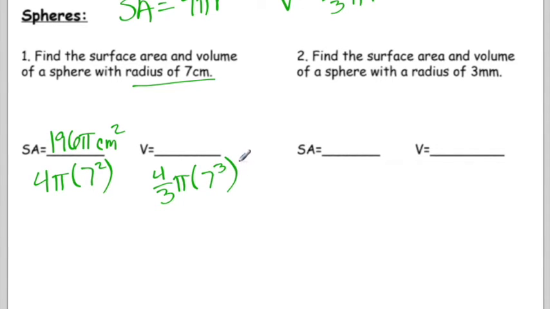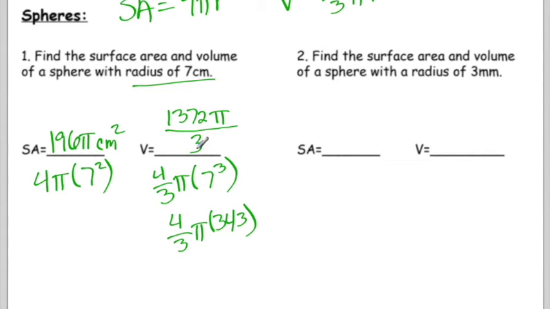So cubing this 7 is 343. 343 times 4 divided by 3, and it doesn't work out cleanly. So we're just going to end up doing, I'm going to write it down, 343 times 4, and that's going to be the numerator, which is 1,372. I'm going to put pi in the numerator, or you could put it beside it, either way. And then 3 is still on the bottom. It doesn't divide nicely, so we're going to leave it in fraction form, and that's centimeters cubed.